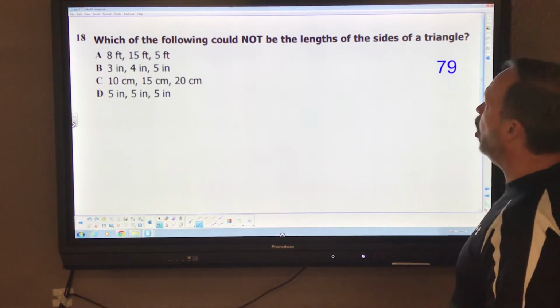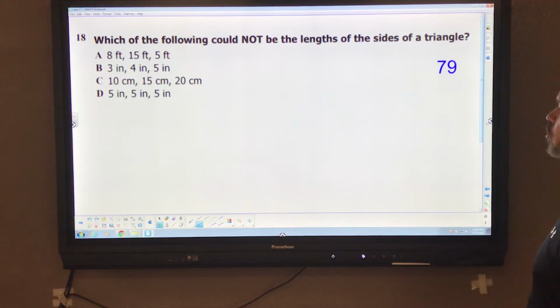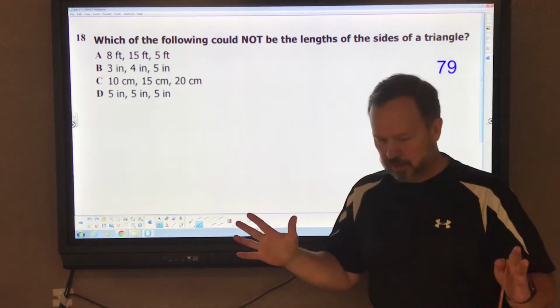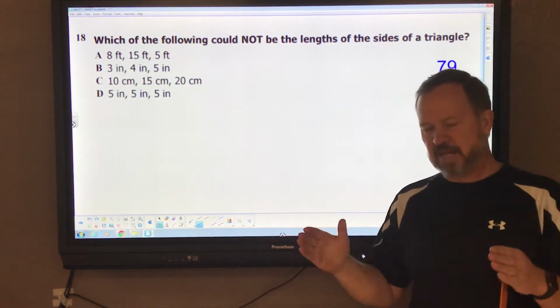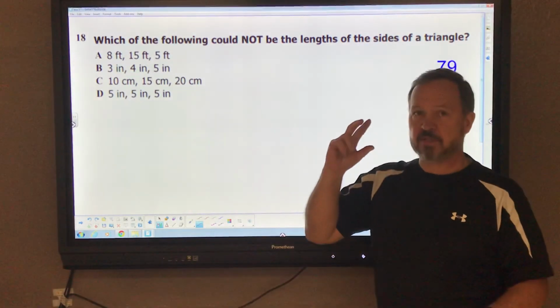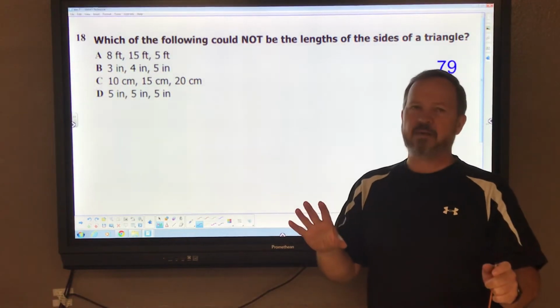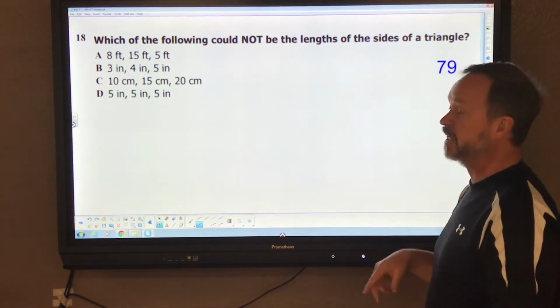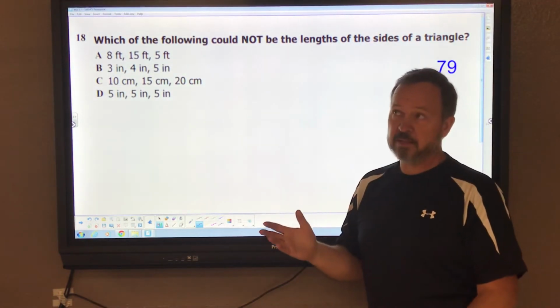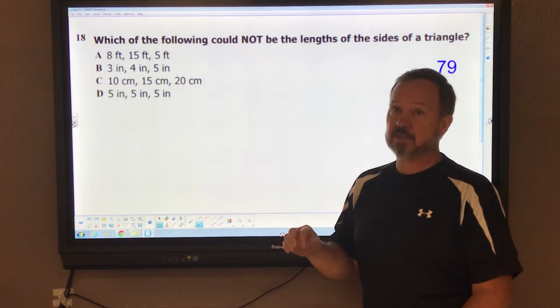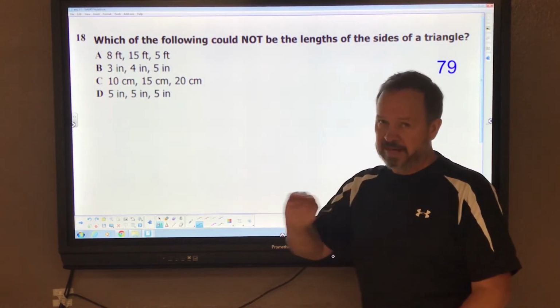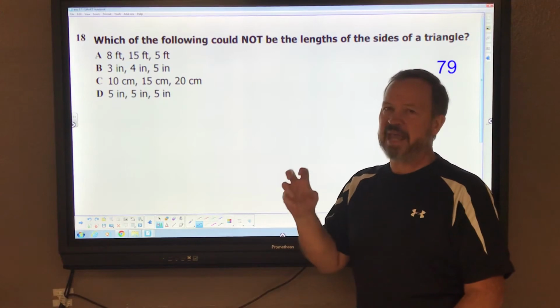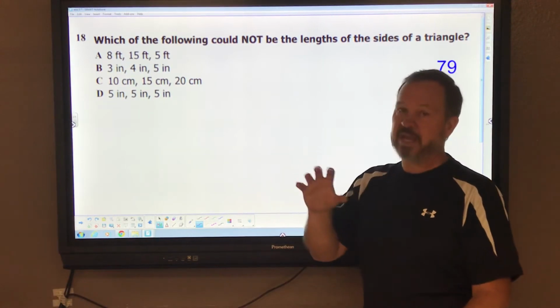Which of the following could not be the lengths of the sides of a triangle? Now we get these confused sometimes because here they're asking about the length of the side of a triangle, and one of our first thoughts is it's a right triangle. They didn't say anything about a right triangle, so it's not that. This has to do with the fact that the two short sides have to be longer than the third side. You have to be able to add the two short sides to be longer than the third side. That's how you know it could potentially be a triangle, not necessarily a right triangle, just a triangle.